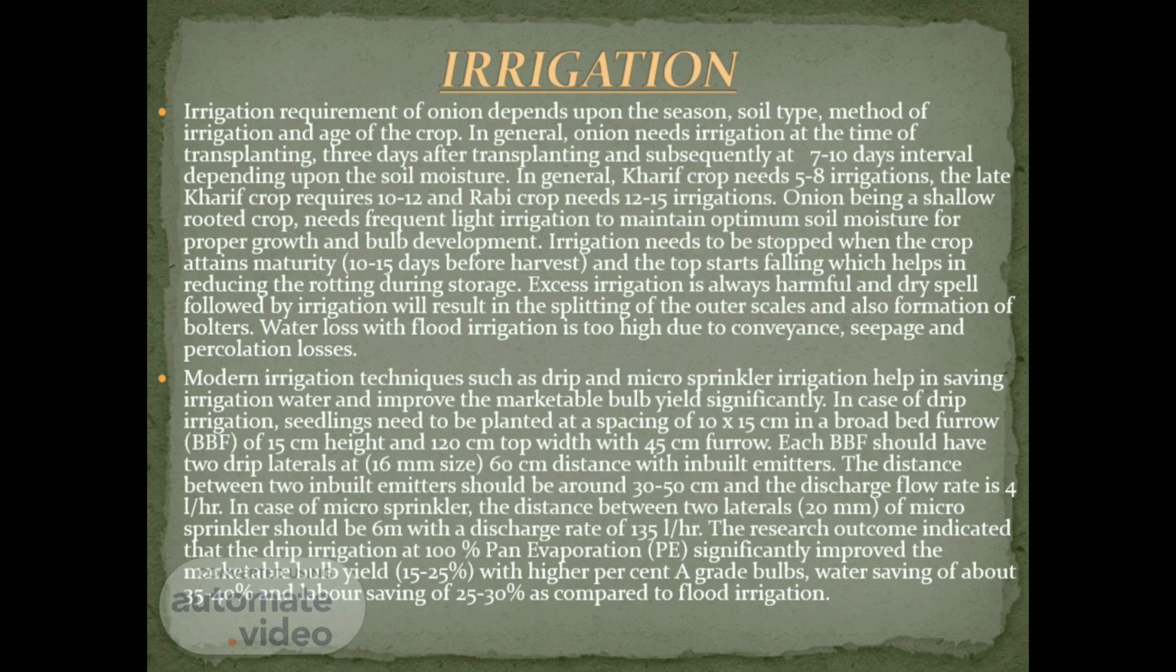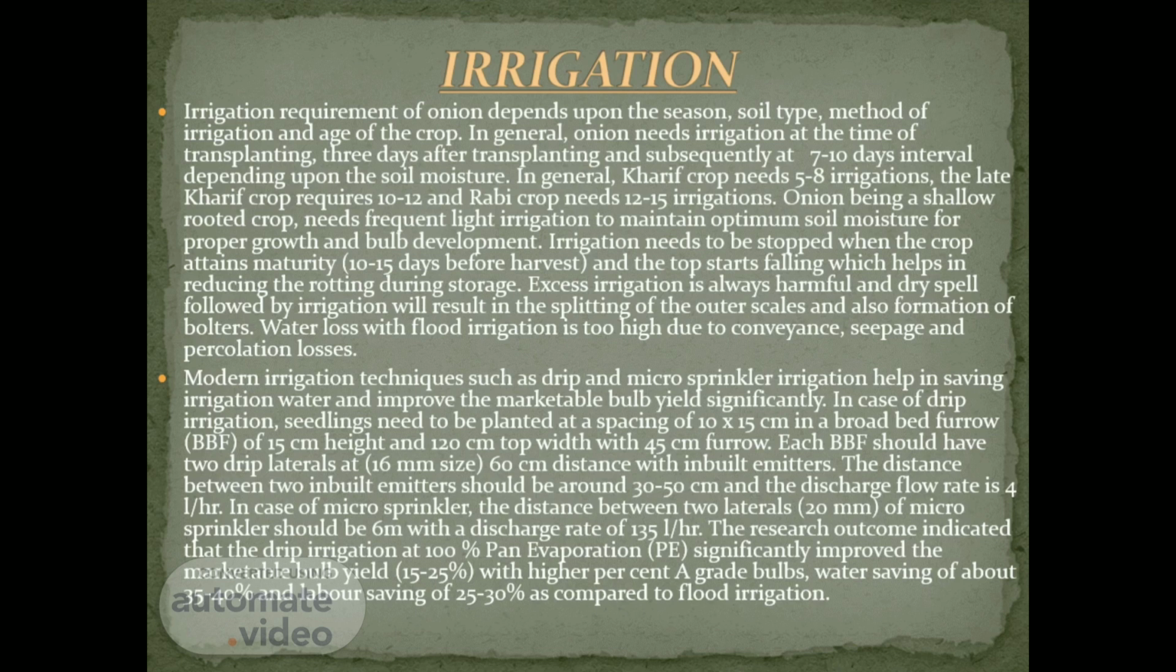In general, Kharif crop needs 5 to 8 irrigations. The late Kharif crop requires 10 to 12 and Rabi crop requires 12 to 15 irrigations. Onion, being a shallow-rooted crop, needs frequent light irrigation to maintain optimum soil moisture for proper growth and pulp development.